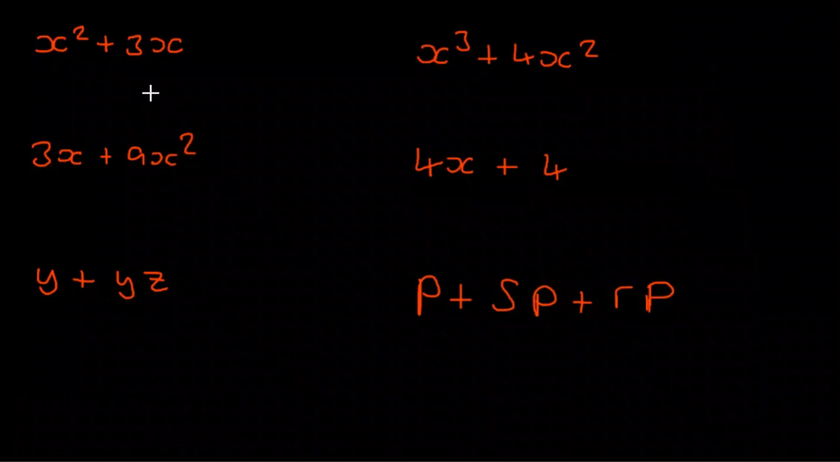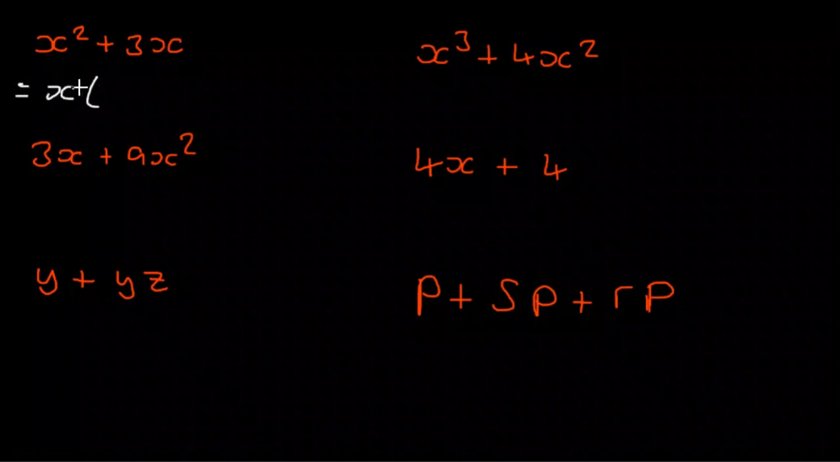But you can become very fluent at this very quickly with just a bit of practice. Okay, so this first one, both terms clearly have a common x, so we take that out, and then we open up our brackets, and then we write what we need to multiply x by to get this first term, and that's x, and then we add on what we need to multiply x by to get this second term, and that's 3. And that's the simplest form we can write that in.